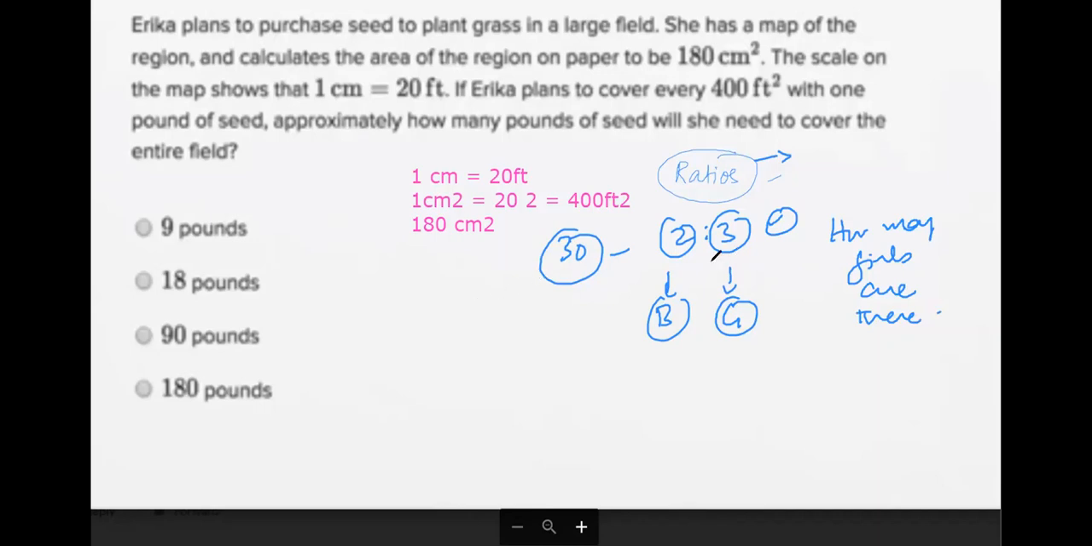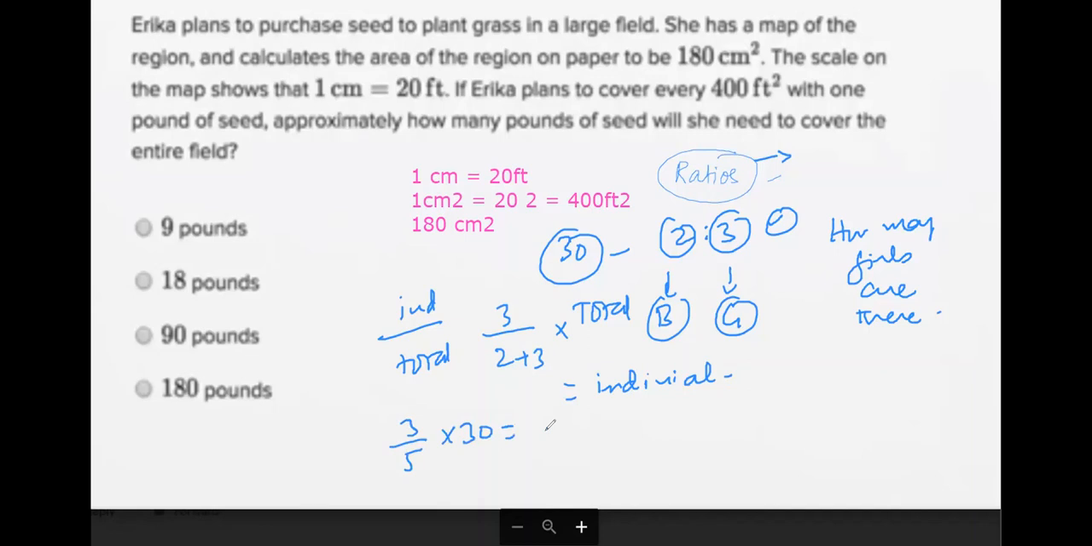So what you would be doing, you would say, okay, girls. Girls ratio means the individual ratio divided by the total ratio, that is 2 plus 3, multiplied by the total value, will give us the individual value, right? So you would be doing 3 upon 5 multiplied by 30, which is 18.